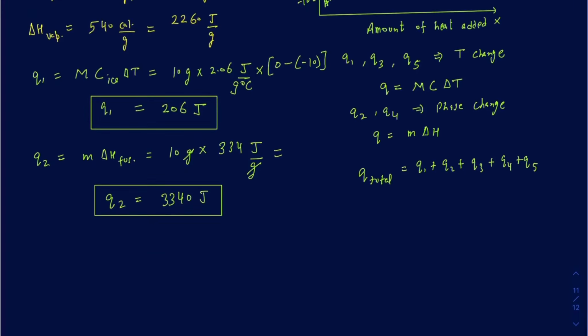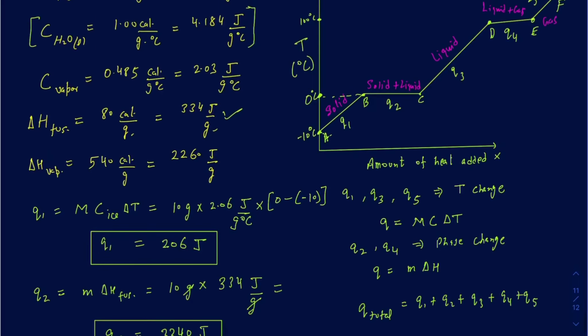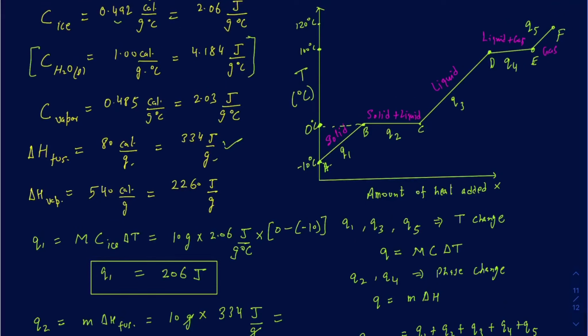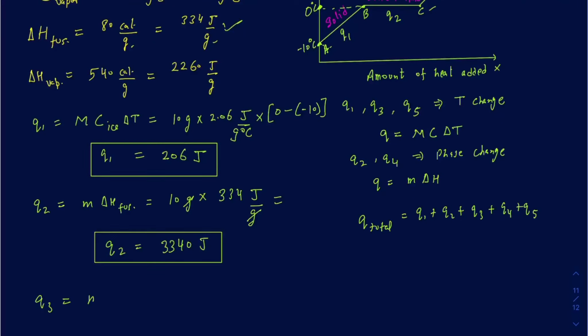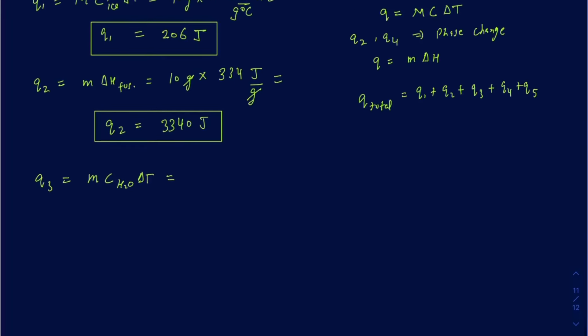Okay, let's calculate Q3 now. If I go back and double check where Q3 is on that curve, Q3 is going from 0 to 100. So there is only a temperature change. The phase change does not take place there. So I'm going to be using MC delta T for liquid water. The mass is still going to be 10 grams. The specific heat capacity of water is 4.184 joules over grams degrees Celsius.